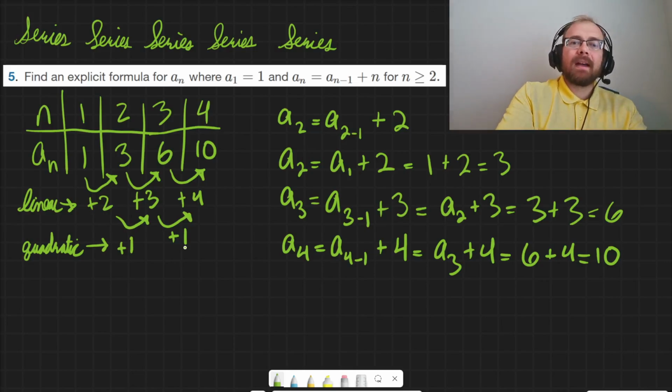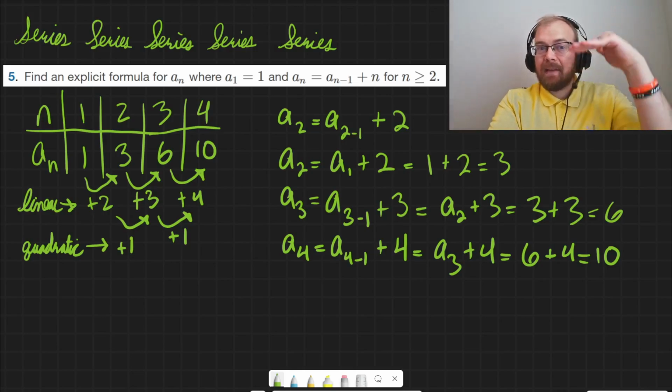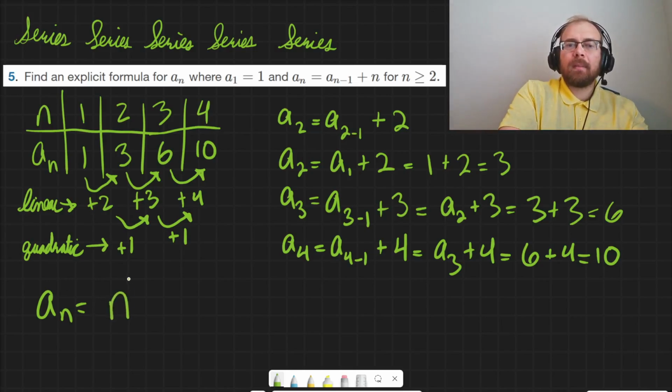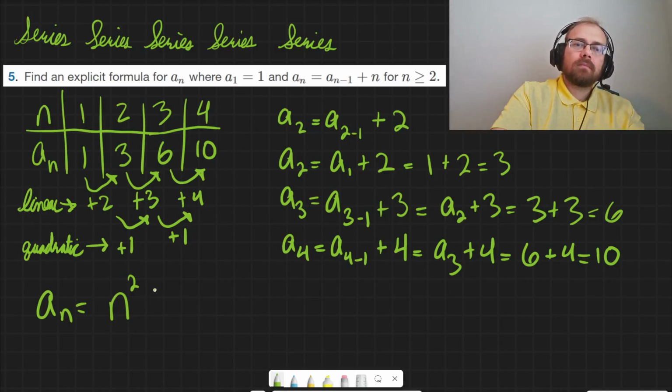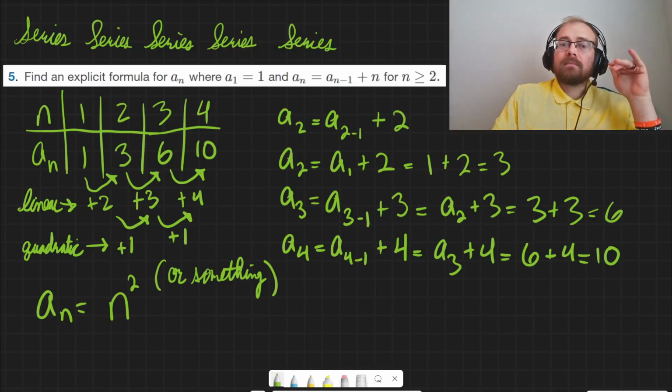So since the pattern is here, I'm adding 1 every time on that level, then it's a quadratic. So it's going to be like an x squared kind of thing. So then a sub n is going to be some sort of quadratic. Now I'm using n for x basically. So it's going to be some sort of n squared thing. N squared or something. We've got to figure out what the something is. So we know the base is n squared.